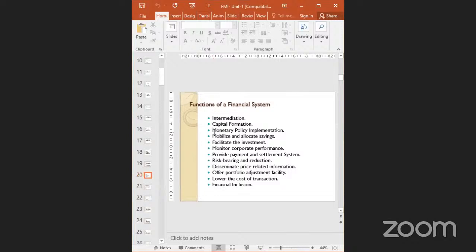Monetary policy is created by whom? Ma'am, RBI. Very good. Yes, it was created by RBI, but it is the duty of the financial system that the monetary policy should be implemented and controlled in a proper way. Then mobilization and allocation of saving.